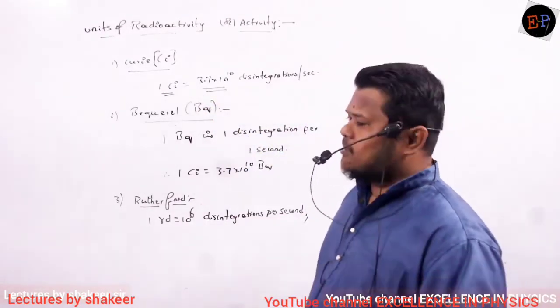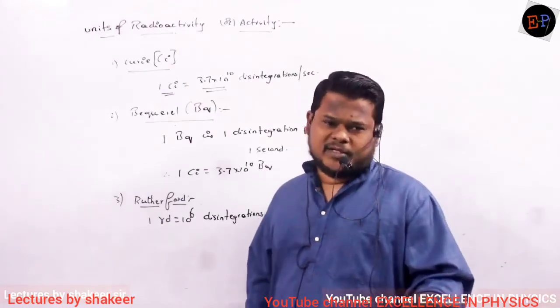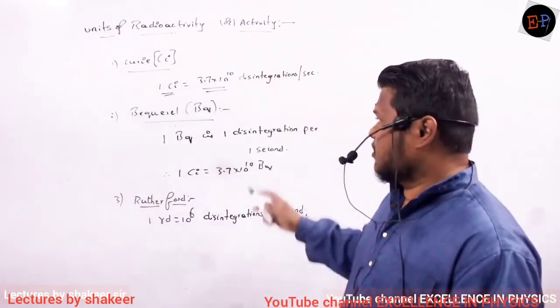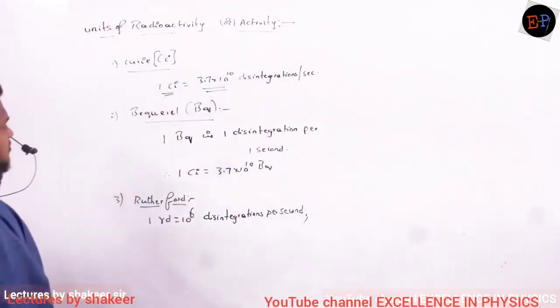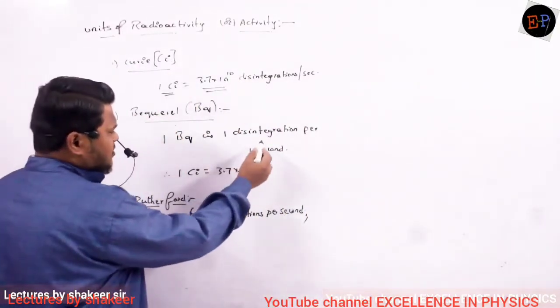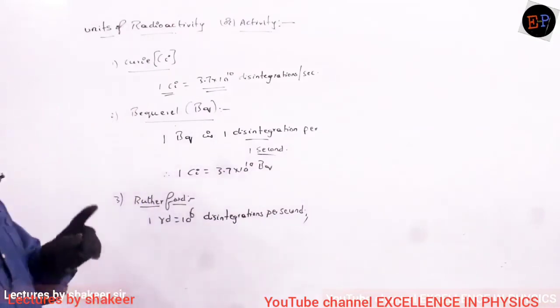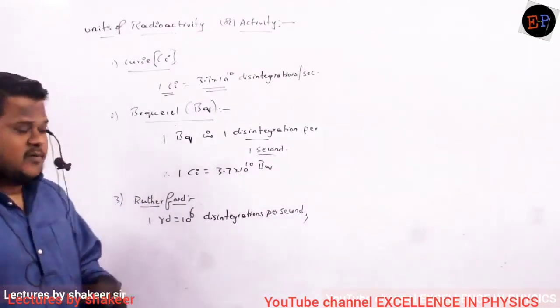And disintegration means what? Either emission of an alpha particle or a beta particle. If alpha is emitted, then also it is called disintegration. If beta is emitted, then also it is called disintegration. Next, becquerel. So 1 becquerel is nothing but 1 disintegration per second. If 1 atom is disintegrating in 1 second, then it is called a becquerel.